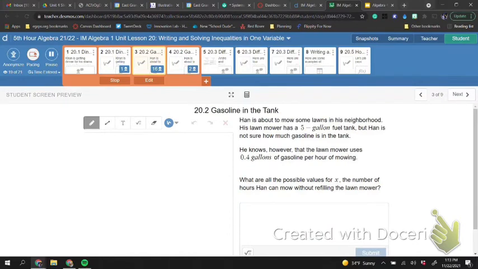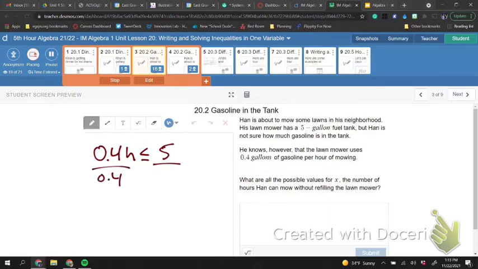All right, y'all. Eyes on the board. Let's talk about Han's gas situation, okay? So Han has gas, but we don't know how much gas he has. Here's what we do know, though. He is going to burn through 0.4 gallons of gas each hour driving. And that amount has to be less than or equal to the 5 gallons that could be in his mower. So this would be our constraint, right? We know he has gas. We just don't know how much gas he has, right?